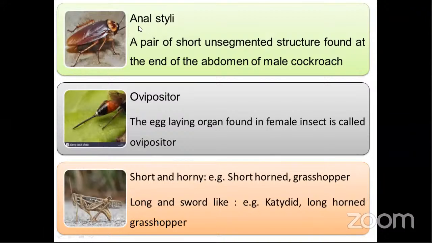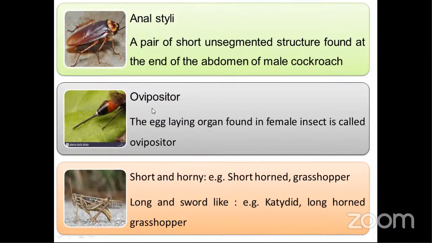Next, anal styli. Styli are present in silverfish. Anal styli are present in cockroaches only. In the case of male cockroaches, anal styli are present, while in female cockroaches they are absent. Anal styli are present in male cockroaches only.